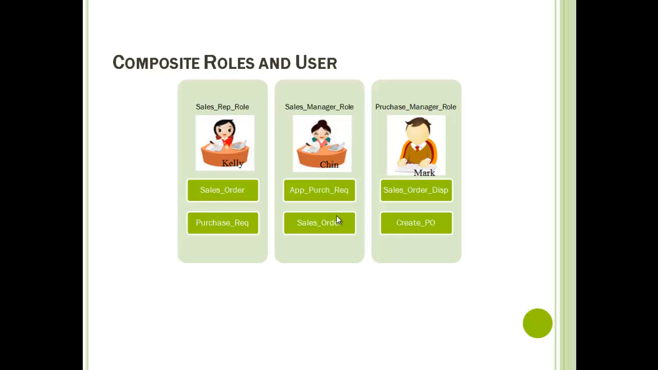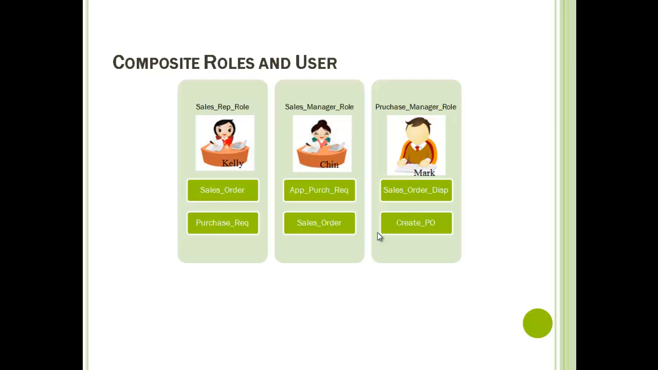The next example is Chin, a sales manager, so we create a composite role for Chin where he can approve the purchase requisition as well as the sales order. Since he is a sales manager, he can also create the sales order. Then the purchase manager role has sales order display, because they don't create sales orders but they create the purchase orders. They will create the purchase requisition. Mark will convert the purchase requisition to purchase order. So this is a composite role.